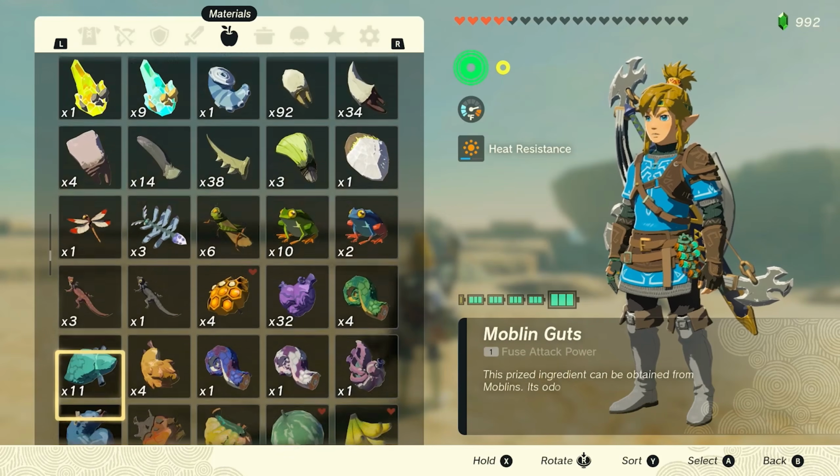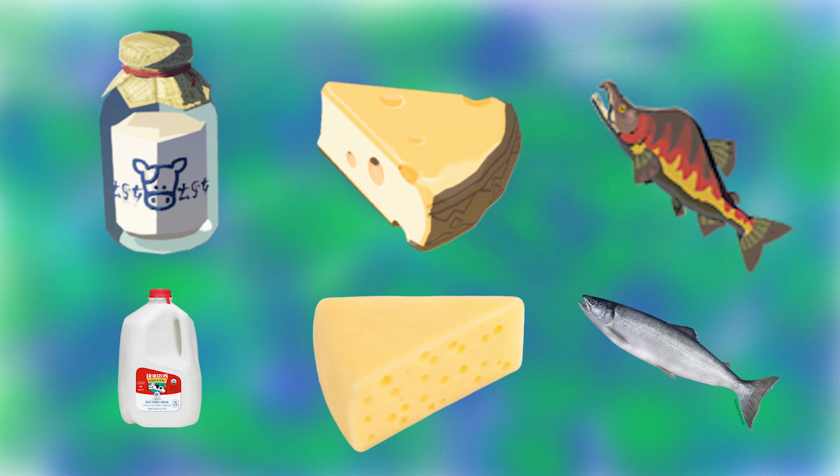After going through my materials page for a while, I decided to use milk, cheese, and hearty salmon. The reason I picked these is because they all have real-world equivalents and they show the full item in the icon. The next step in this method is to figure out the quantity of the item.